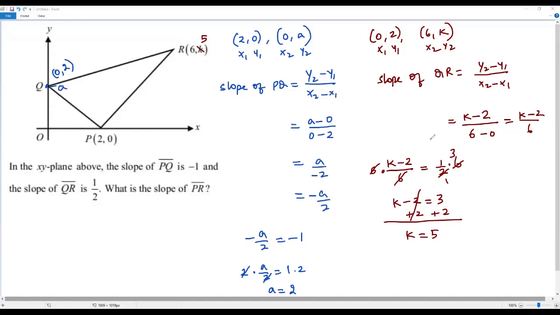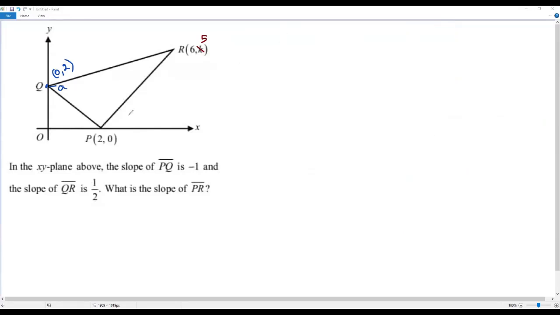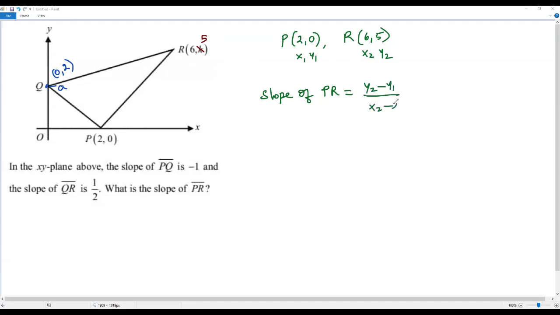Okay, now let me erase the stuff and continue the problem. Let me write the 2 points P and R. Okay, so P of 2, 0 and R of 6, 5. Okay, let me take the point P as x1, y1 and R as x2, y2. Okay, let me write the stuff over here. That is, slope of line segment PR equals, the formula is y2 minus y1 divided by x2 minus x1.